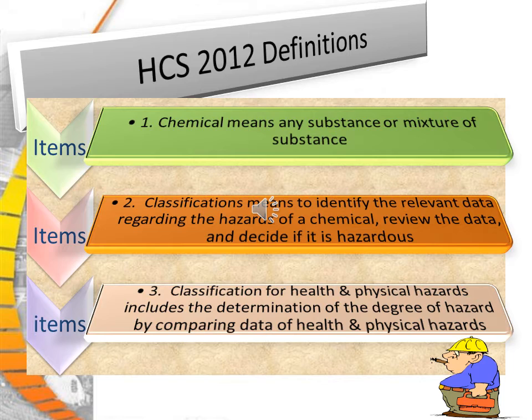A chemical means any substance or mixture of substances. Classification means to identify the relevant data regarding the hazards of a chemical, review the data, and decide if it's hazardous. Classification for health and physical hazards includes determination of the degree of hazard by comparing the data of health and physical hazards.